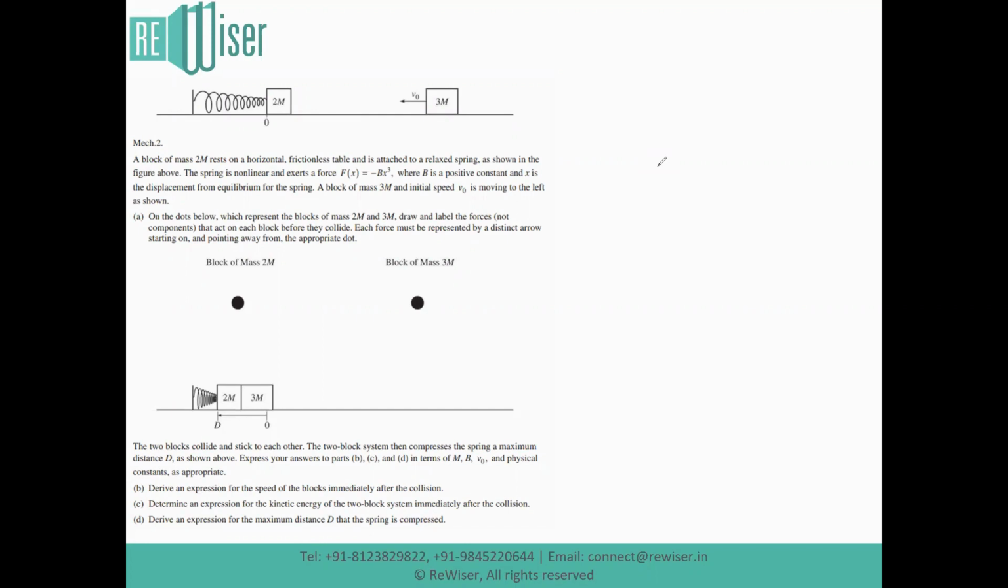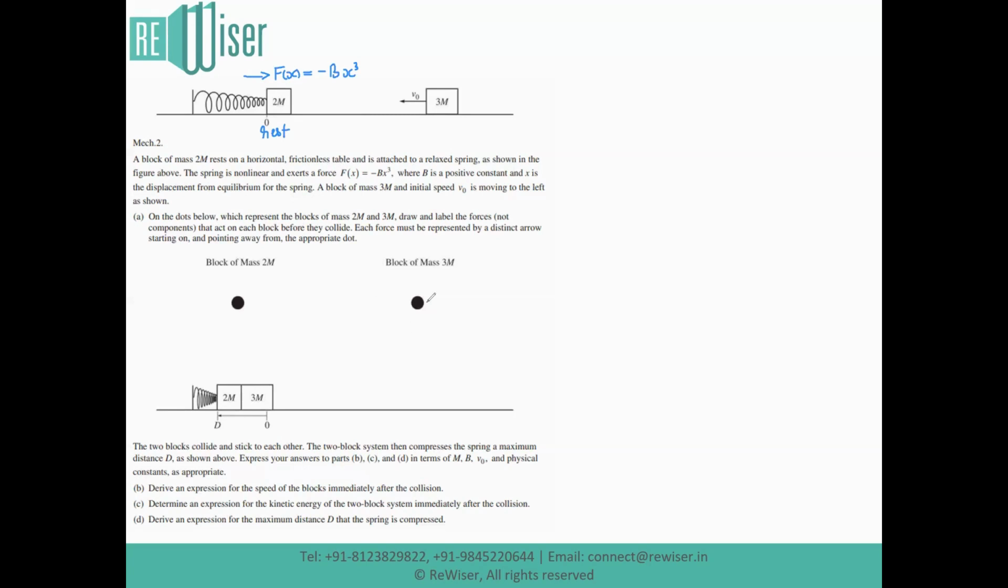A block of mass 2m rests on a horizontal frictionless table and is attached to a relaxed spring. So as of now, we understand that block 2m is in a position of rest. The spring is nonlinear and exerts a force F of x equal to minus b x cubed. So the force exerted by the spring when compressed is F of x equals minus b x cubed, where b is a positive constant and x is the displacement from the equilibrium for the spring. A block of mass 3m and initial speed v0 is moving to the left as shown.